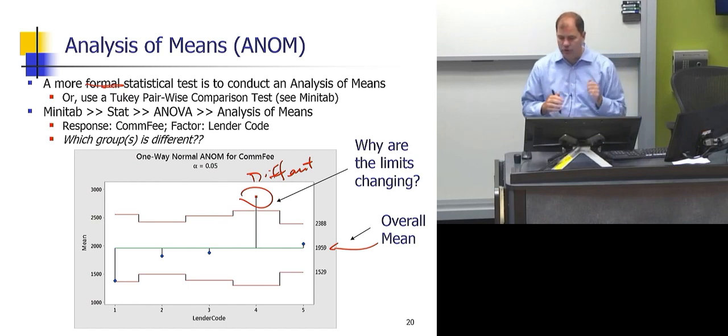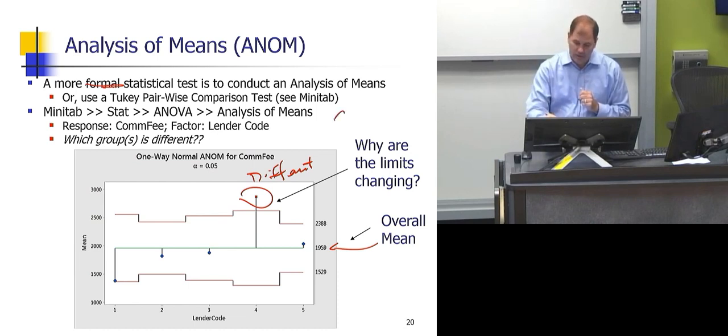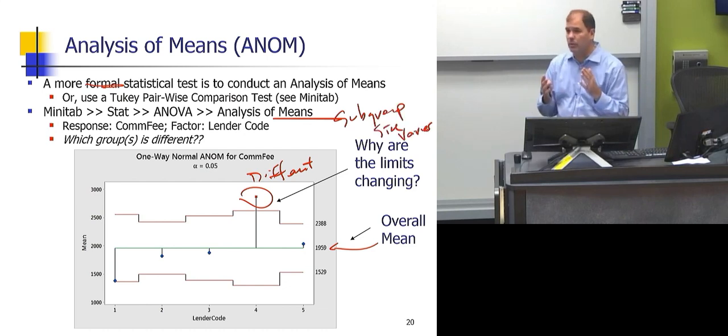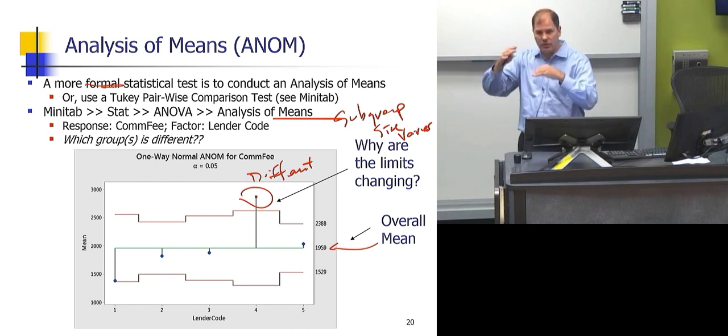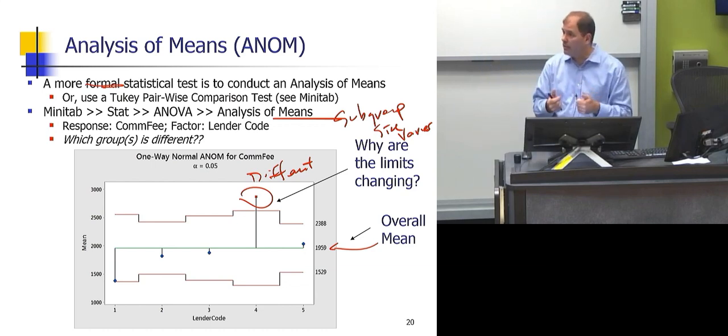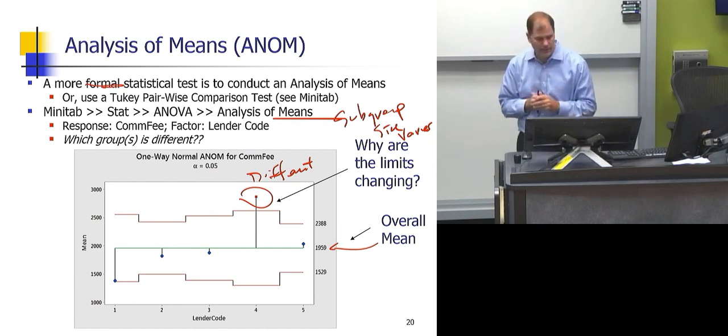The confidence intervals are changing because the subgroup size is changing. Same thing we had before with our SBC. When subgroup size varies, the limits change. Limits get tighter when the subgroup size goes up. They get wider when the subgroup size is relatively less than the others.